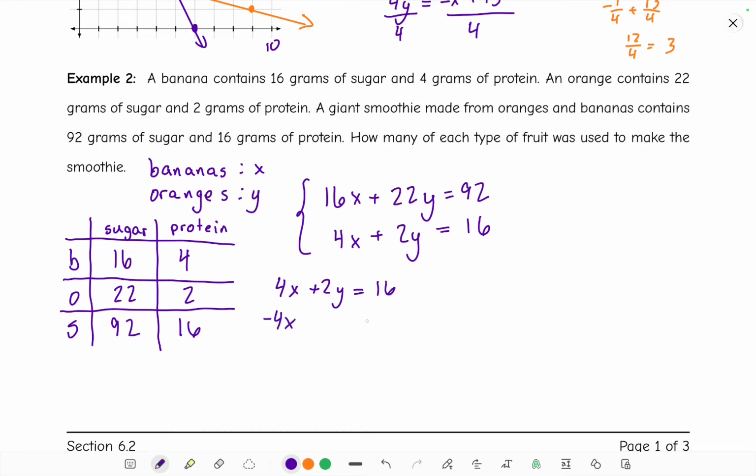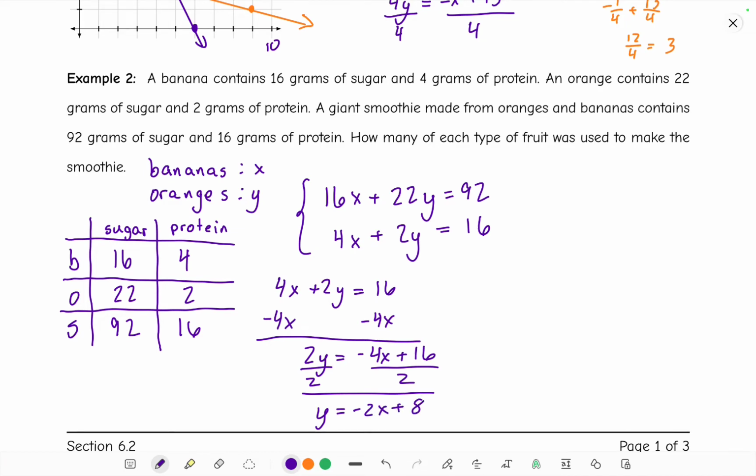So subtract 4x first. 2y equals negative 4x plus 16, and then divide by 2. So we get y equals negative 2x plus 8. Then I take the second equation, and the y gets replaced by the negative 2x plus 8.